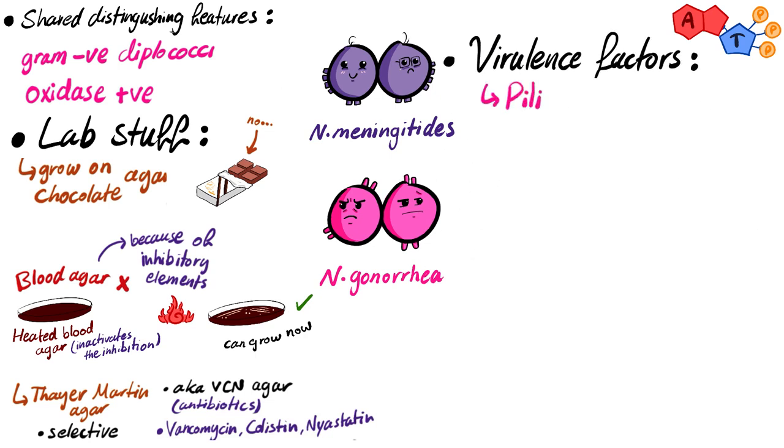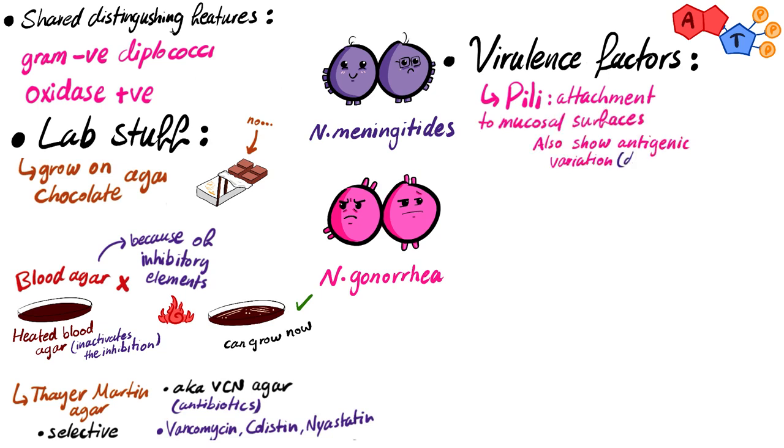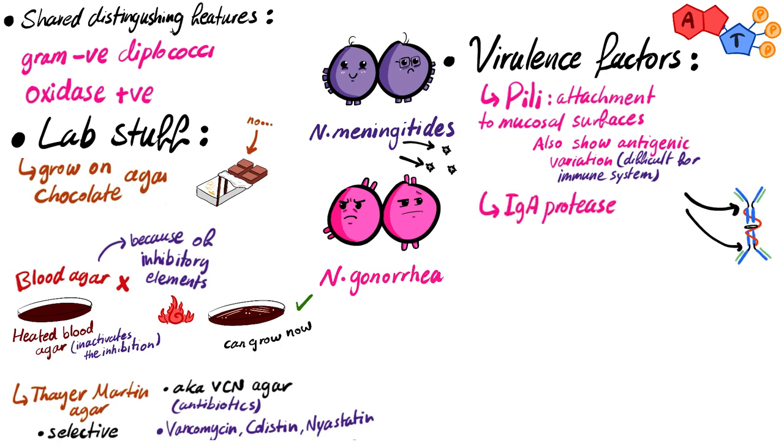First we have pili, which allows attachment to mucosal surfaces. These pili also display antigenic variation, which makes it difficult for our immune system to target, because as you know, they always change their camouflage. Then we have IgA protease, which will cleave IgA antibodies at its hinge point. This facilitates Neisseria survival along the mucosal surfaces, because if you remember, IgA antibodies are found predominantly at the mucosal surfaces.